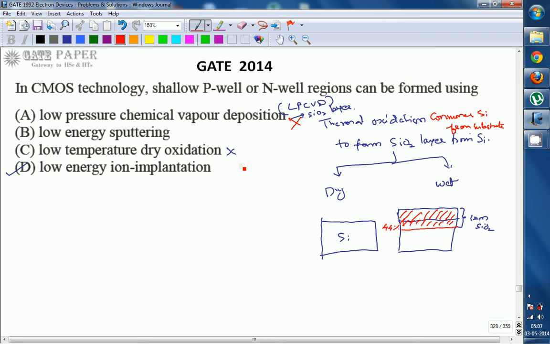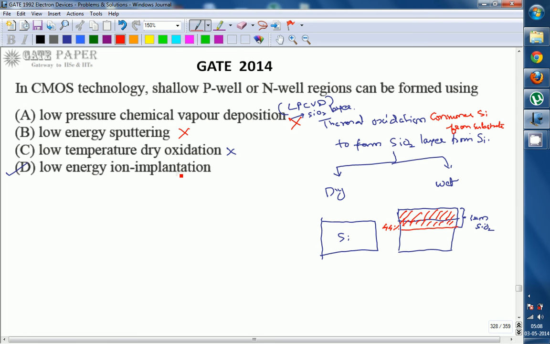Next, we have low energy sputtering. Sputtering mechanisms are relevant to erosion processes. Erosion is removing. Sputtering is a phenomenon in which target atoms are removed by energetic projectiles. Here, removing of target atoms takes place by low energy sputtering. So this is also not the formation of N-well or P-well regions, and low energy sputtering is not the right answer for the given question. So the remaining option is low energy ion implantation.